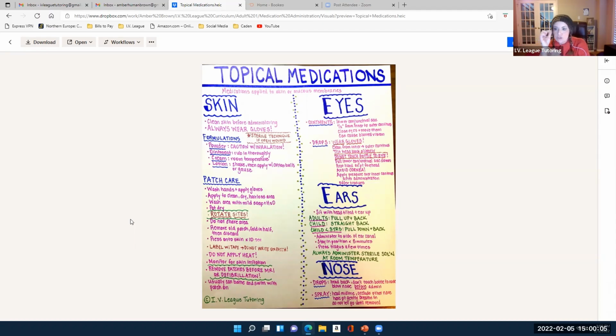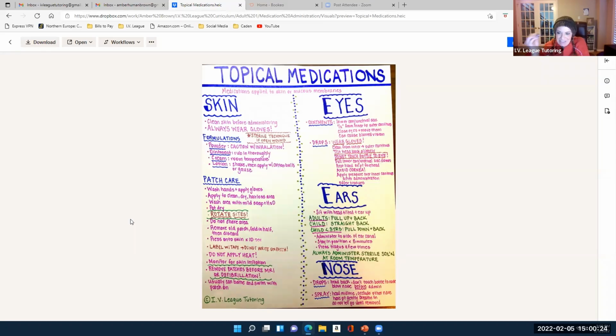Okay. Once you put the drops in, you're going to put pressure right here, because y'all know you have a tear duct right here, right? And it will go into the tear duct and it will absorb systemically, and I don't want that. So you're going to hold pressure for like 30 seconds or so. Okay. And then afterwards, give them some tissues to blot it.